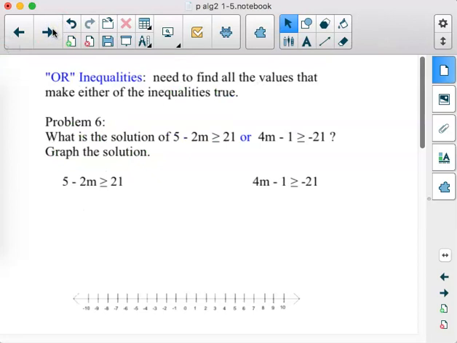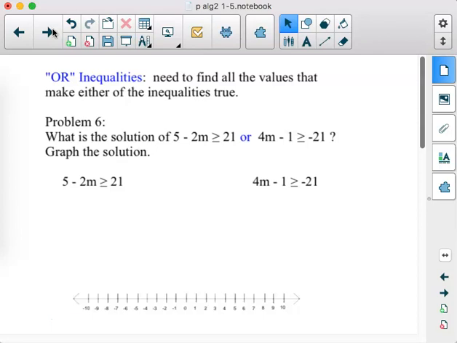The ORs. The ORs come as separate inequalities. So with OR inequalities, you need to find all the values that make either of the inequalities true. Before I said if you're wearing tennis shoes and you have black on, stand up. Those same people and more would be standing if I said do you have tennis shoes on or do you have black on? Because then people are like, well, I don't have tennis shoes on, but oh, I got a black mask, and they could stand up. So OR is different. Now, this says, what is the solution of these two buggers?